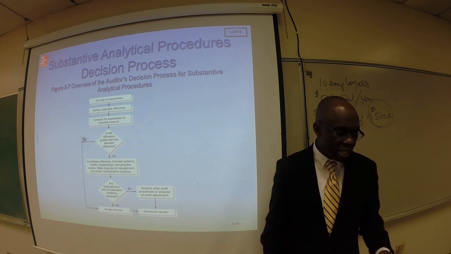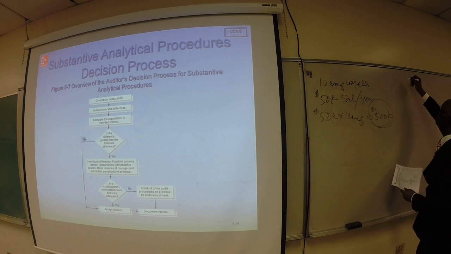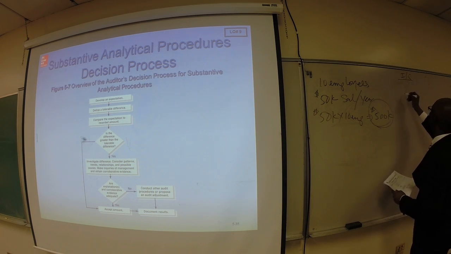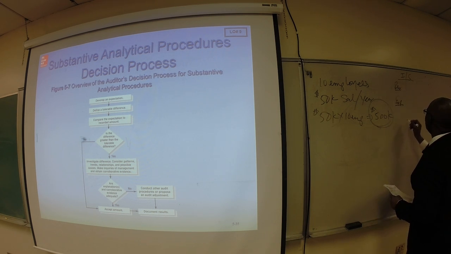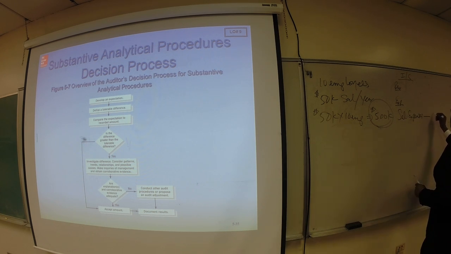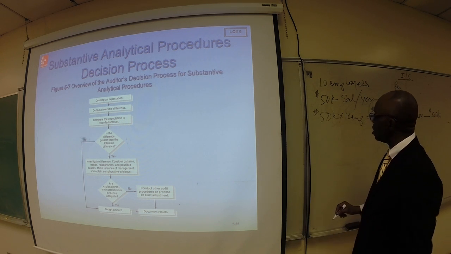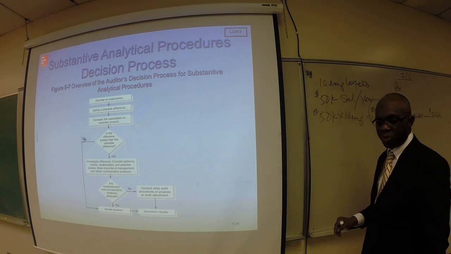So let me give you an example here. On the income statement, we have revenues, we have expenses. One of the expenses is salaries and wages expense for $503,000. Okay, so $503,000 is salaries expense.